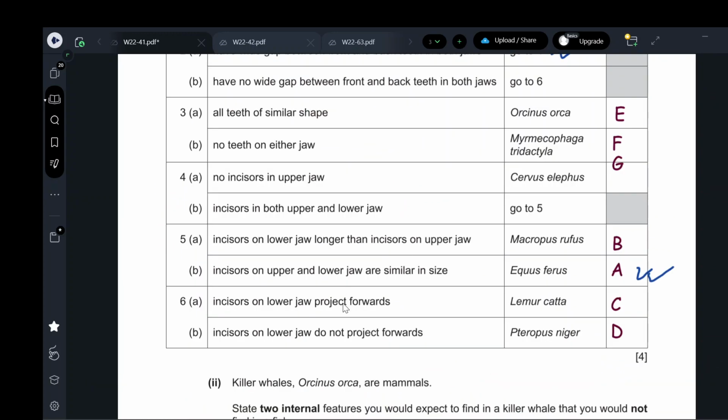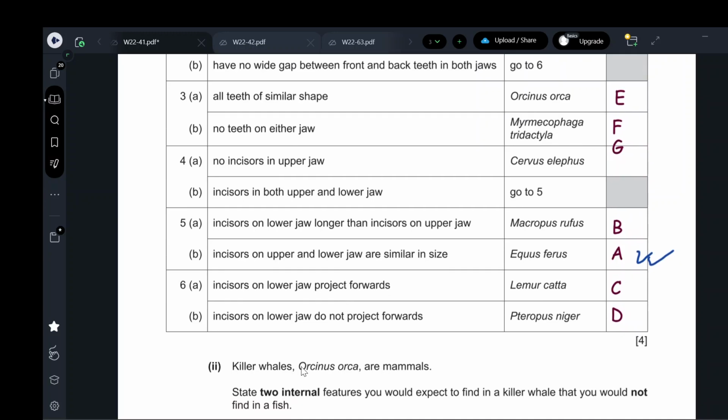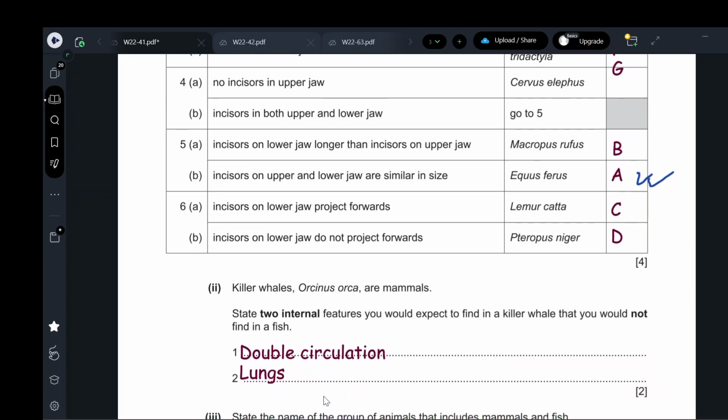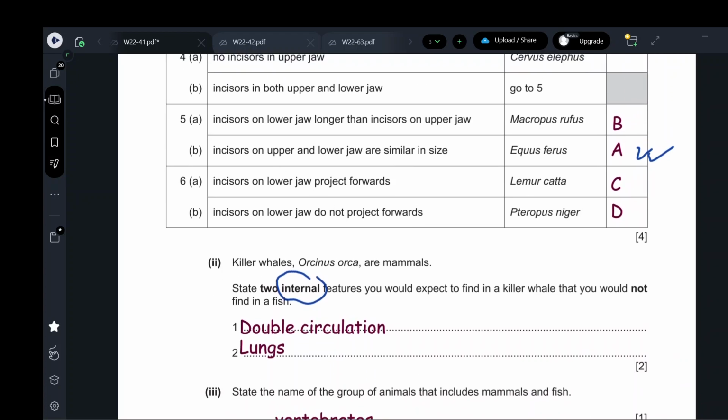The killer whale is a mammal. State two internal features you would expect to find in a killer whale that is not in a fish. Internal means inside the organism. We know that the fish has single circulation, but the whale, since it is a mammal, will have double circulation. Also, mammals have lungs while fish have gills. Since he said internal features, you should talk about features inside the organism.